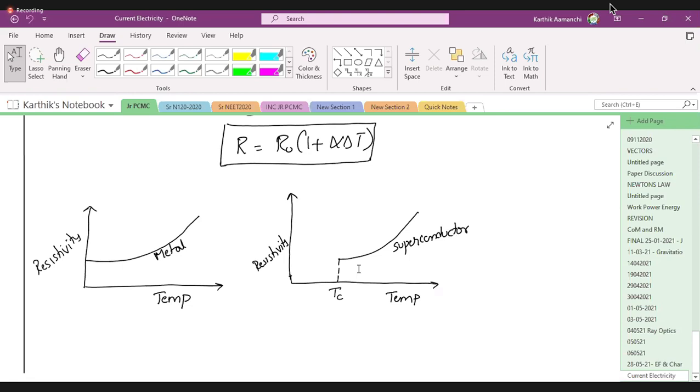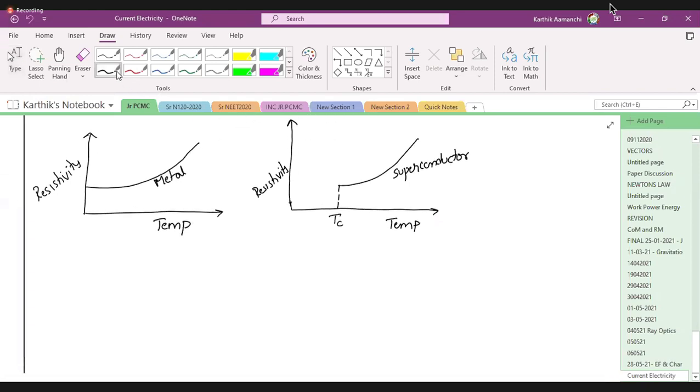Alpha is the coefficient of linear expansion. Alpha is the coefficient of resistivity. Clear? Yes, sir.